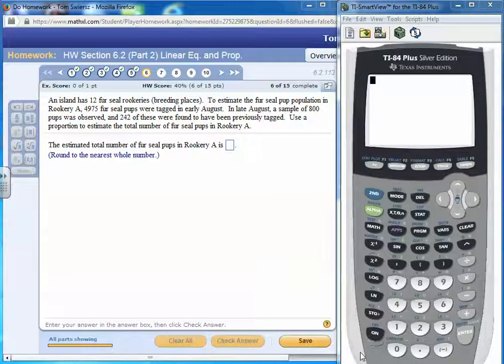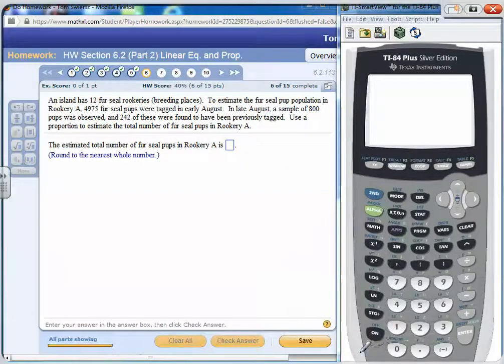Let's go ahead and begin with homework exercise number 6 from section 6.2, part 2. All right, let's read the problem and see exactly what they want. It says an island has 12 fur seal rookeries (breeding places). To estimate the fur seal population in rookery A, 497 seal pups were tagged in early August. In late August, a sample of 800 was observed and 242 were found to be previously tagged. Use a proportion to estimate the total number of fur seal pups in rookery A.